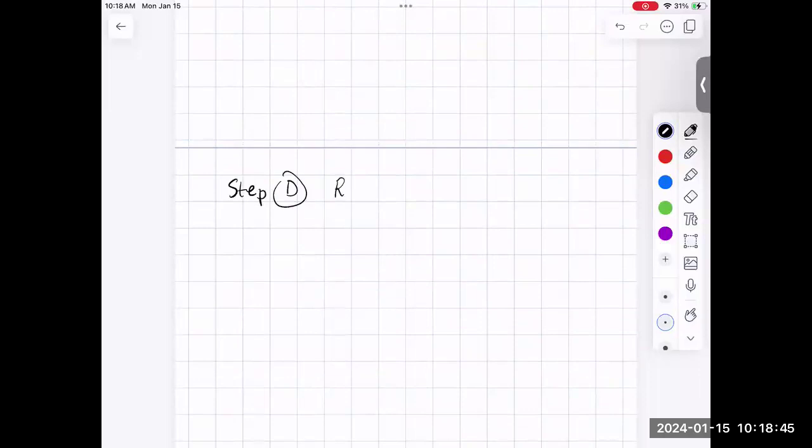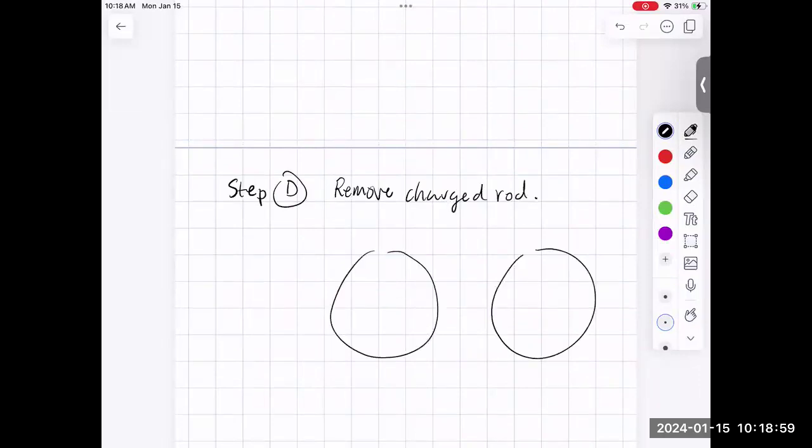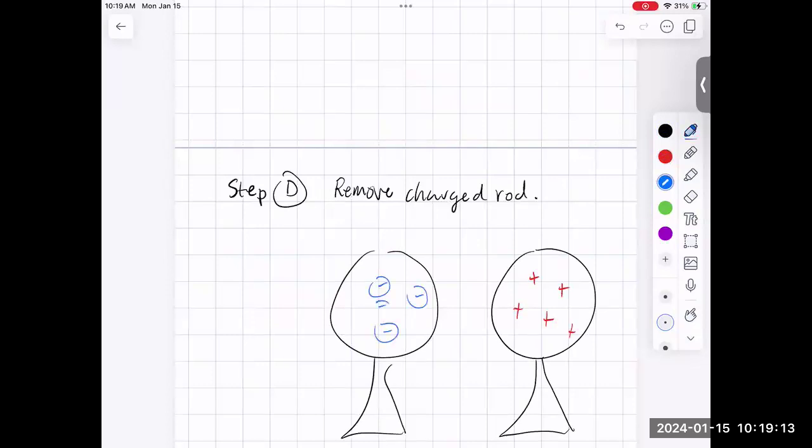And then finally, step D is we can remove the charged rod. It doesn't have to be positive. And so when we remove that charged rod, our conductors are going to remain with their positive charge on conductor two and negative charge on conductor number one. The reason that charge is remaining is because once we break the contact between the two conductors, we can't move charge between them. They're stuck on there.